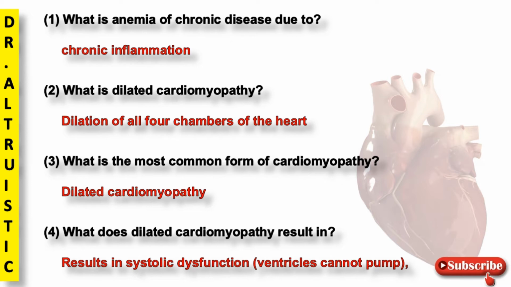1. What is anemia of chronic disease due to? Chronic inflammation. 2. What is dilated cardiomyopathy? Dilation of all four chambers of the heart. 3. What is the most common form of cardiomyopathy? Dilated cardiomyopathy. 4. What does dilated cardiomyopathy result in? Systolic dysfunction; the ventricles cannot pump.